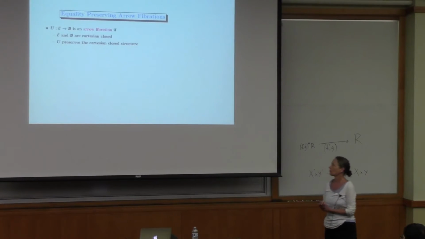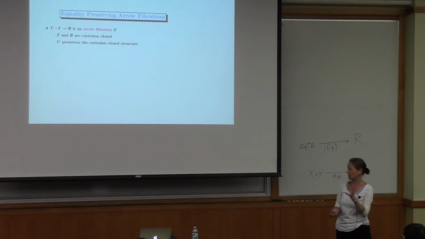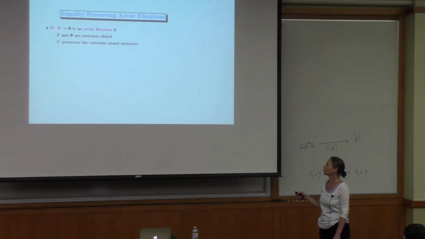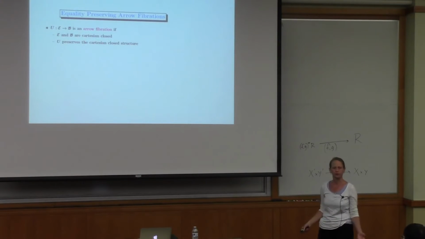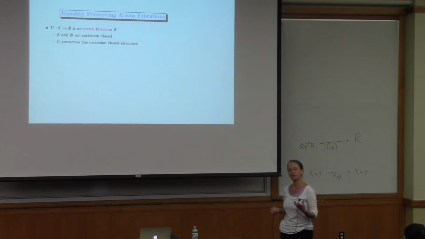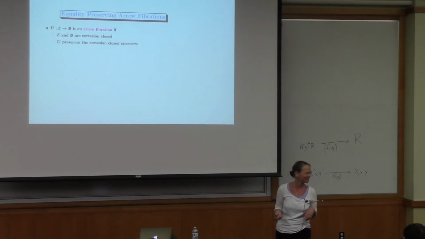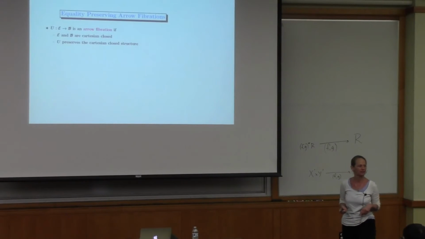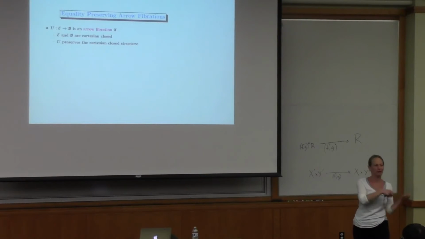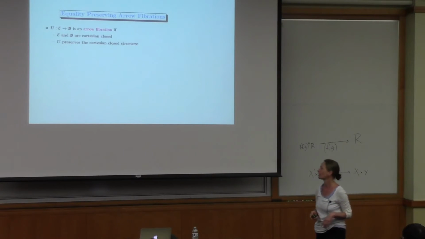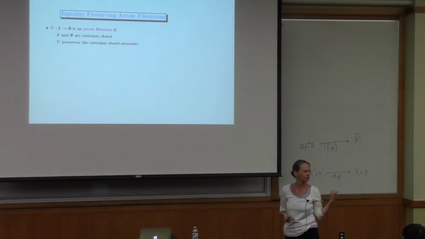So U going from E to B, a fibration, is going to be called an arrow fibration if the total category and base category are Cartesian closed, and U preserves the Cartesian closed structure. So I'm just saying I have an arrow fibration if I have enough structure to interpret arrows, the arrow type. Okay? That's all I've said. I just said it in a roundabout way by referring back to the things we already know from a couple days ago, from before the coast trip.